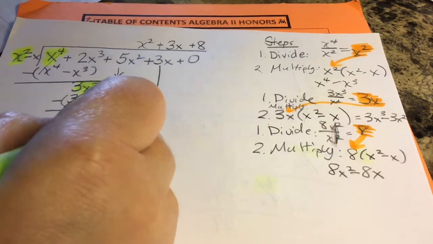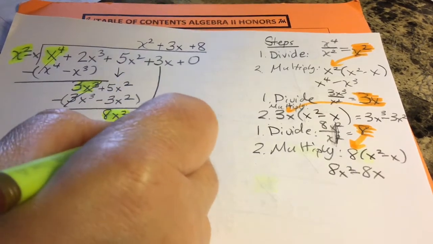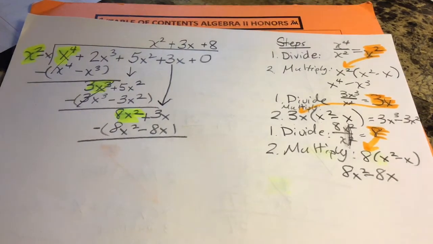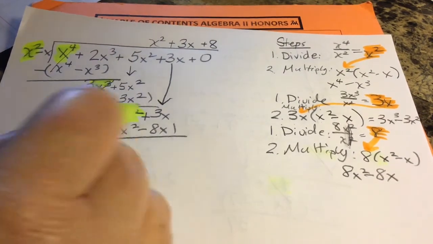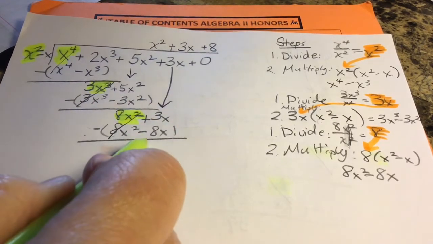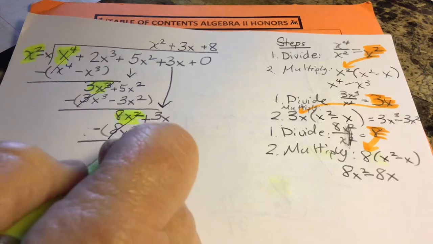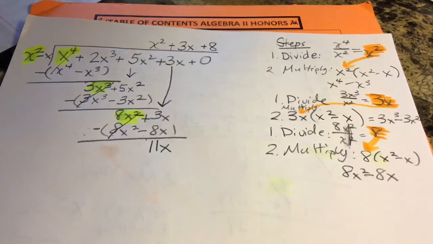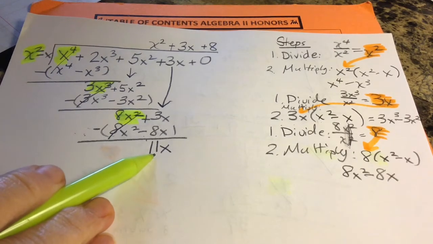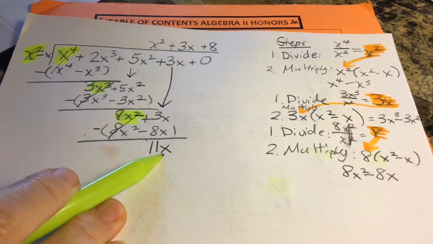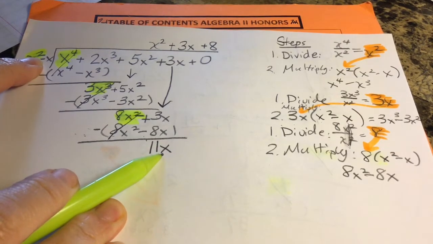So I'm going to get 8x squared minus 8x. I'm going to subtract. When I subtract, 8x squared minus 8x squared is 0. 3x minus negative 8x. 3 minus negative 8 is 3 plus 8. I get 11x. And if you'll notice, I know I'm finished because the degree of this remainder is more than the degree of my divisor.